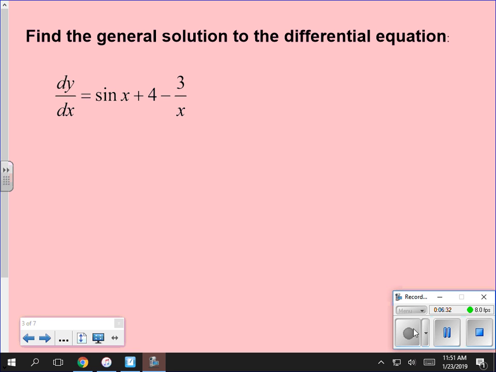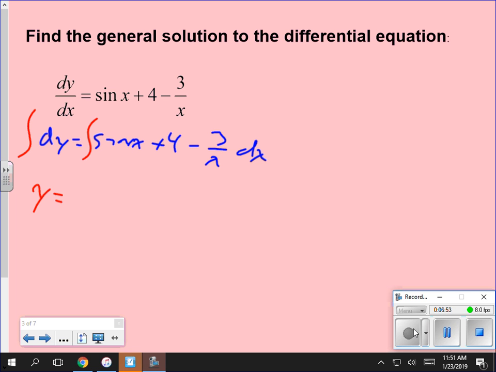Okay. First step, dy on one side, dx on the other. So I have dy equals the sine of x plus 4 minus 3 over x dx. And then to solve this, I take the integral of both sides. So I get y equals, the antiderivative of the sine of x is the negative cosine of x. Antiderivative of 4 is 4x. The antiderivative of negative 3 over x is minus 3 natural log of x.